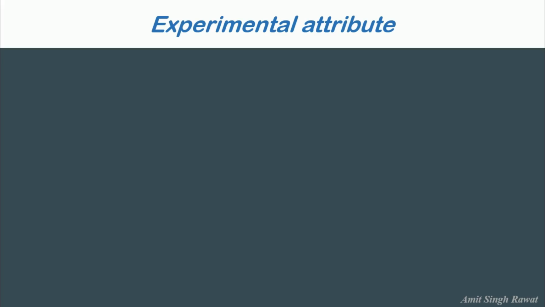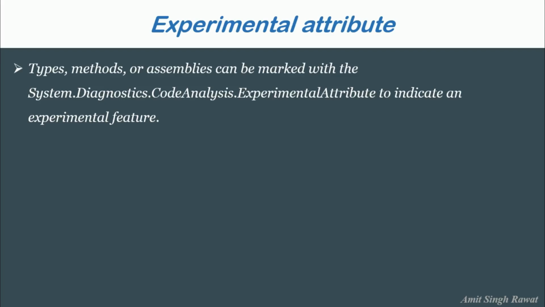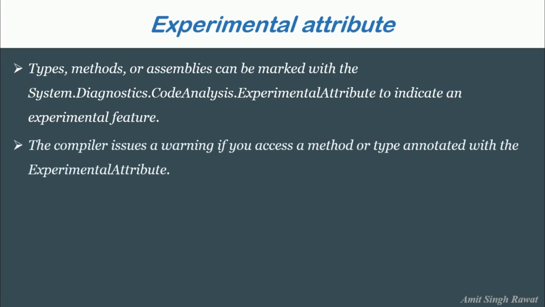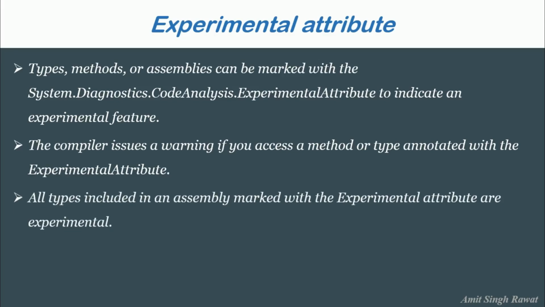First, let's see what Microsoft has to say about it. As per Microsoft, types, methods or assemblies can be marked with the System.Diagnostics.CodeAnalysis.Experimental attribute to indicate an experimental feature. The compiler issues a warning if you access a method or type annotated with the experimental attribute. All types included in an assembly marked with the experimental attribute are experimental.